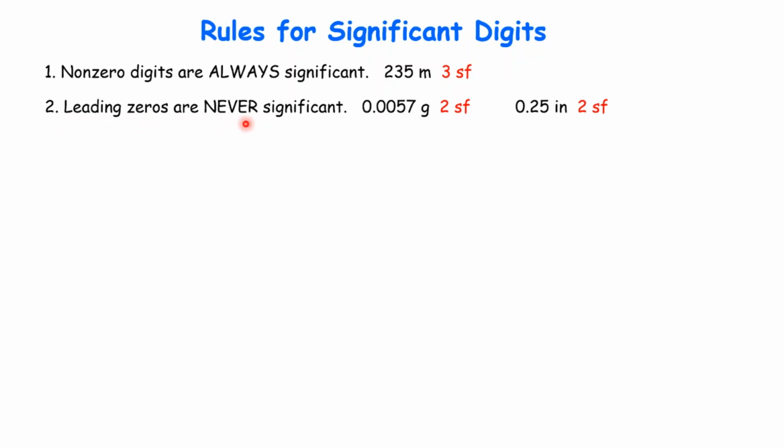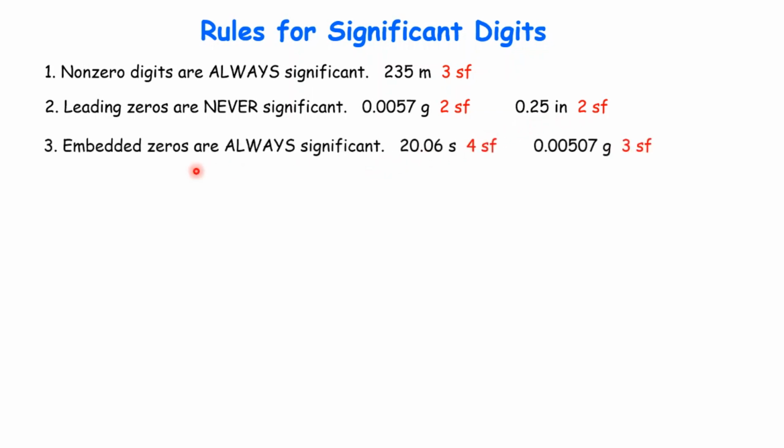Leading zeros are never significant. So let's say in this one, 0.0057 grams. All of the 3 zeros, they are leading zeros. We don't count them. So therefore, only 2 sig figs. And here, 0.25, the leading zero, it's not counted. So here we just have 2 sig figs again.